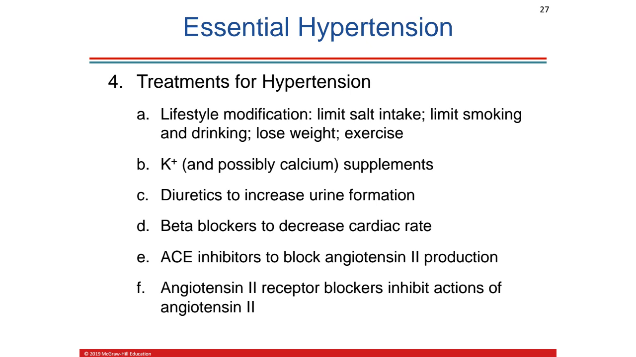Limiting smoking or cessation of smoking is helpful. Limiting or ceasing to drink alcohol is helpful. Losing weight is very helpful, and exercising daily is very helpful. Now, it's very interesting, but sodium chloride, which is table salt, tends to be bad, but potassium is actually good. Potassium is found naturally in foods such as bananas.